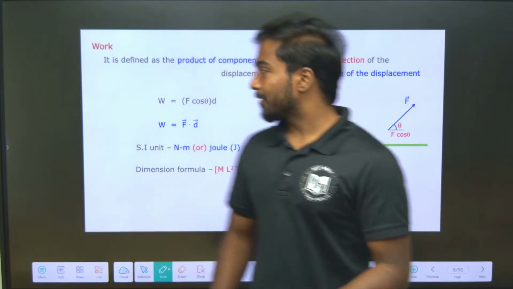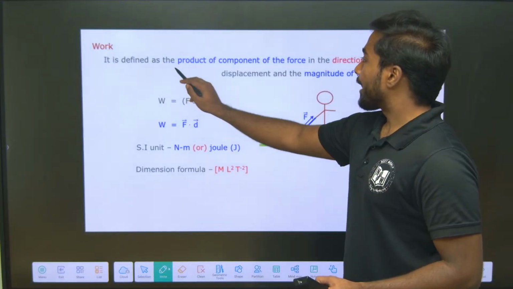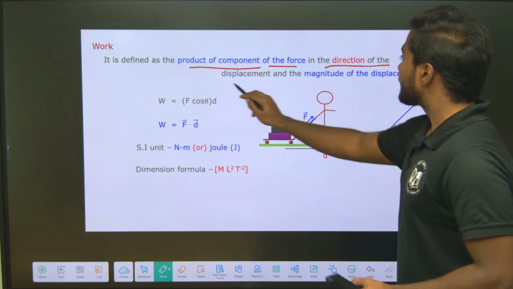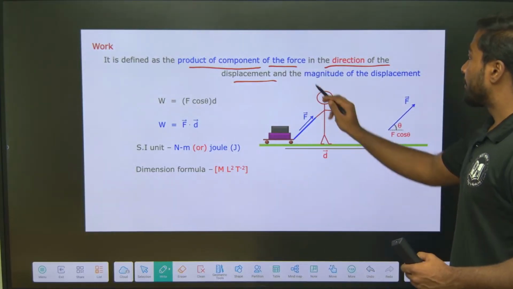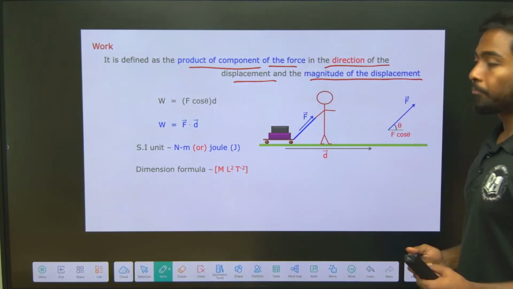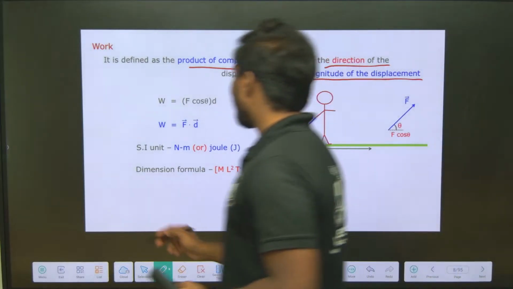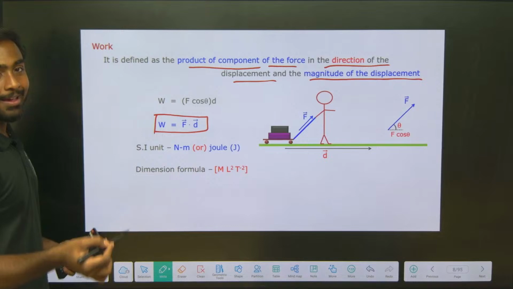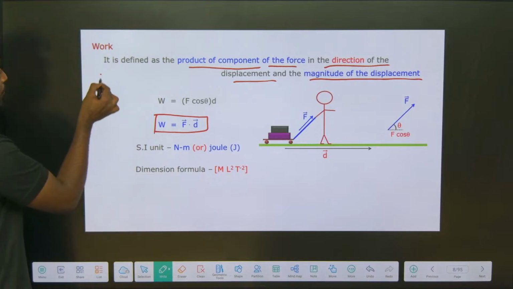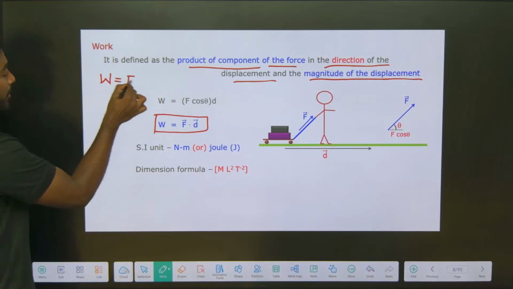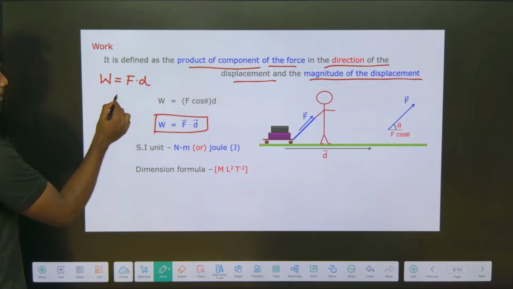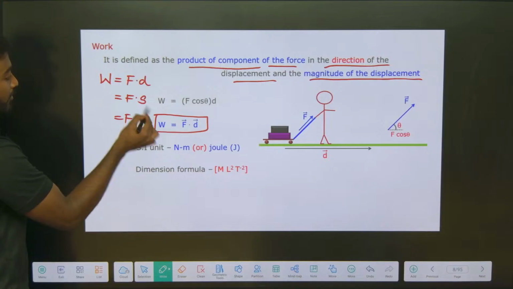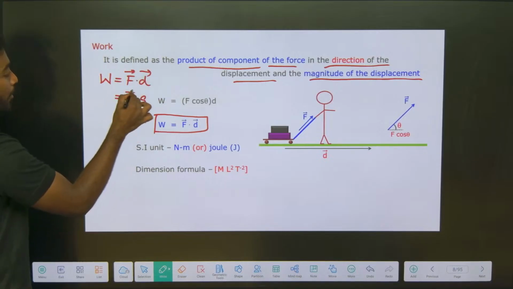So work is defined as the product of the component of force in the direction of the displacement and the magnitude of the displacement, right? So the formula is work done is equal to F dot d, or F dot s, or F dot x, whatever it is. So W is equal to F dot s, or W is equal to F dot x. So both are vector quantities.